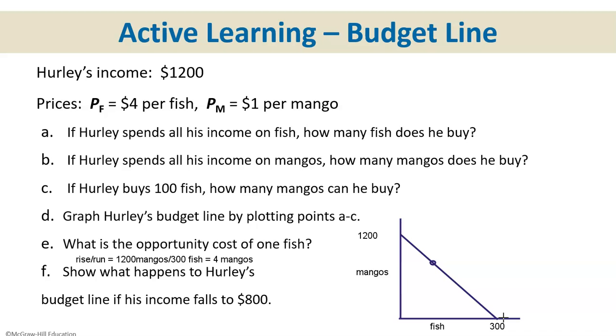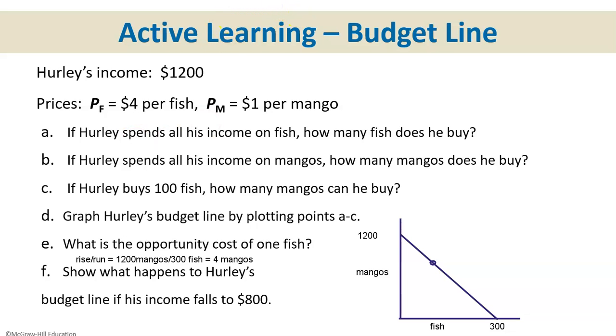Now, for F, show what happens to Hurley's budget line if his income falls to $800. The easiest way to do this is to redo just part A and part B and use his new income of $800. So for A, if Hurley spends all of his $800 on fish, how many fish does he buy? You just take the $800, divide by the price of the fish, which was $4, and that means that he's able to purchase 200 fish now.